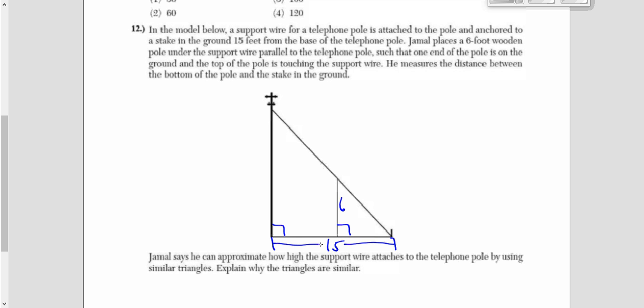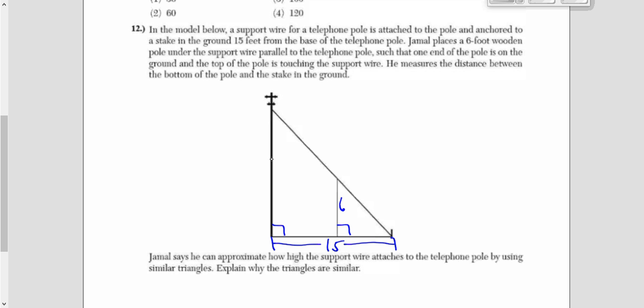So who thinks they can explain why these triangles are similar? Yeah, go ahead. Well, did you read the problem? It says it's anchored to a stake in the ground 15 feet from the base of the pole. This is the pole. Oh. 15 feet away is that stake. Okay.